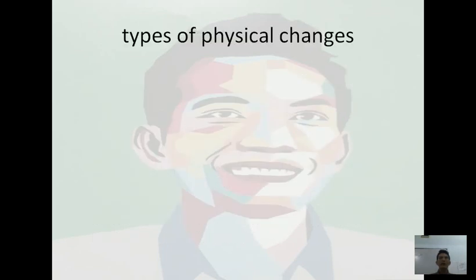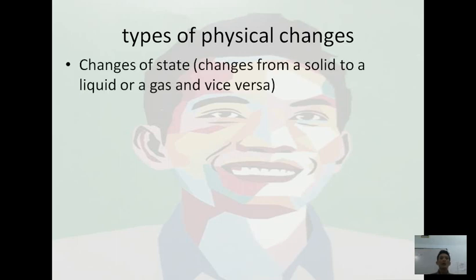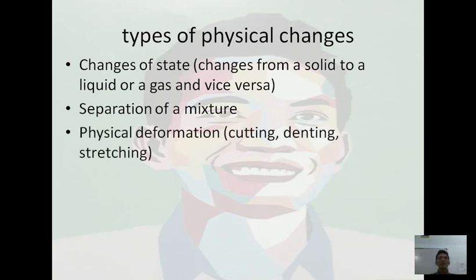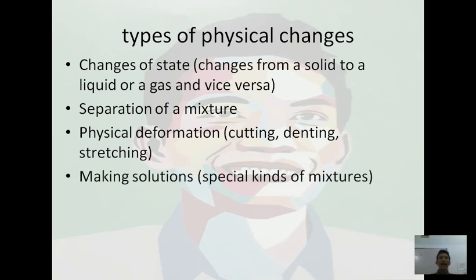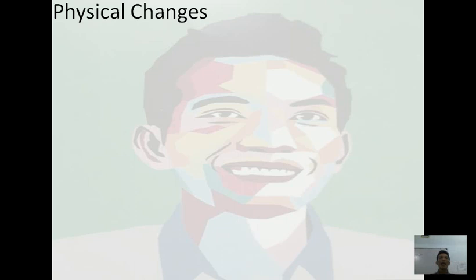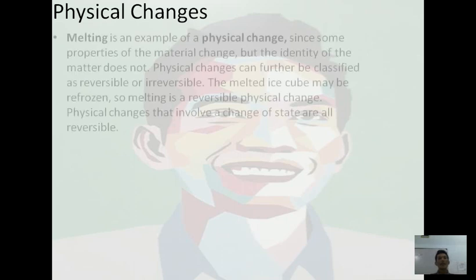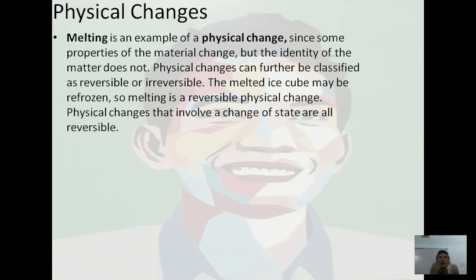Then you are able to describe the types of physical changes. Physical changes include changes of state, from a solid to liquid or gas and vice versa; separations of a mixture, mixing or separating; physical deformations, cutting, denting or stretching; or making solutions, special kinds of mixtures. Melting is an example of a physical change, since some properties of the material change but the identity of the matter does not.